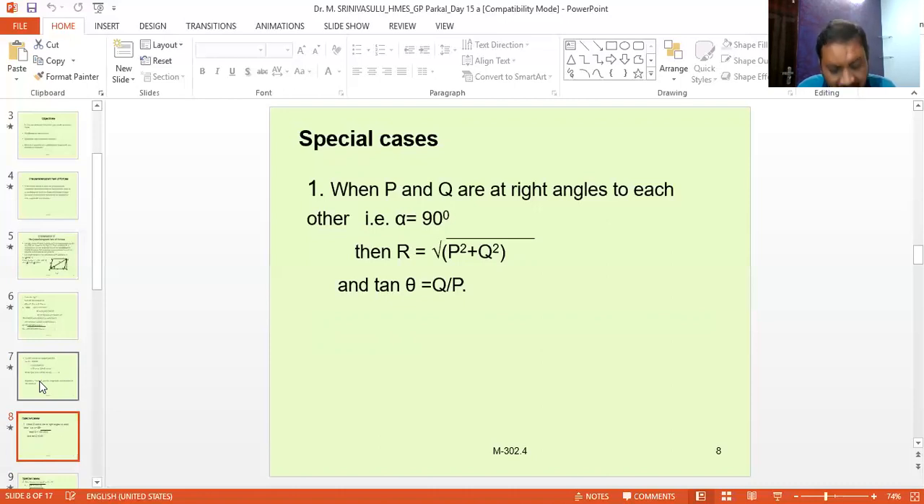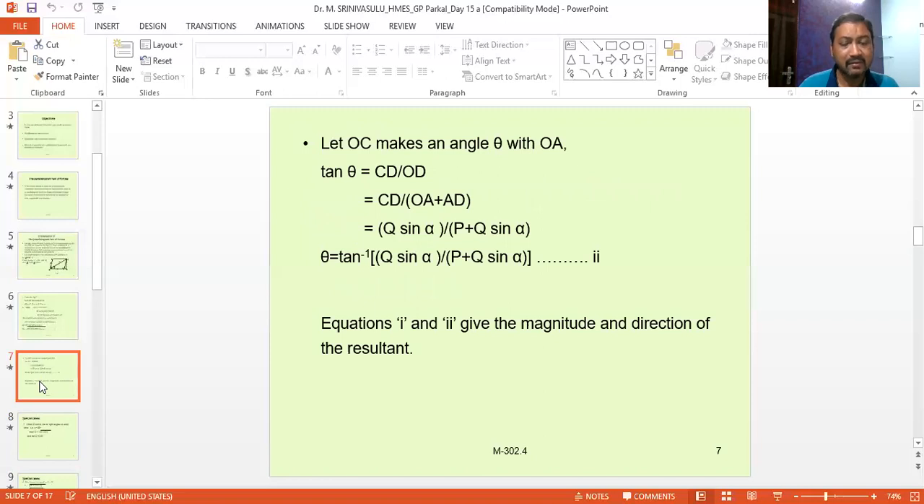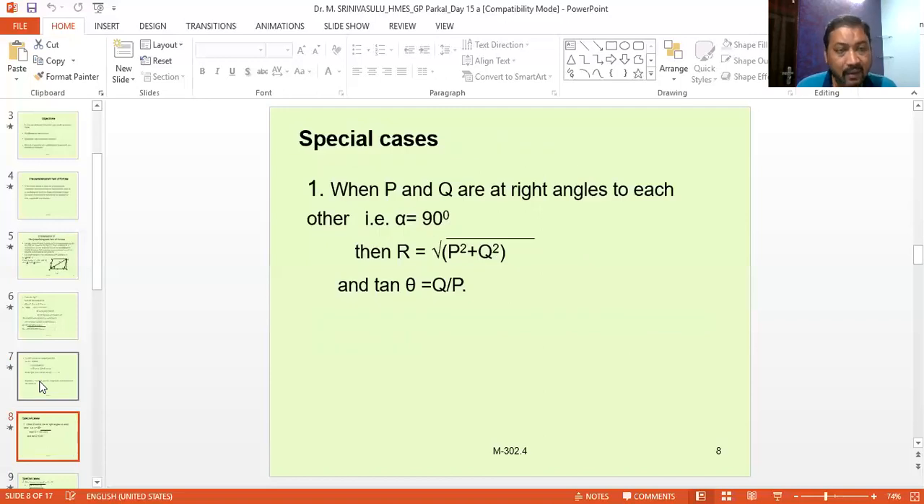Now coming to the direction. We know tan theta is equal to Q sin alpha by P plus Q cos alpha. Here cos 90 is 0 and sin 90 is equal to 1. So Q into sin 90 becomes Q, and in the denominator P plus Q into cos 90, that term becomes 0. Ultimately we get tan theta is equal to Q by P.